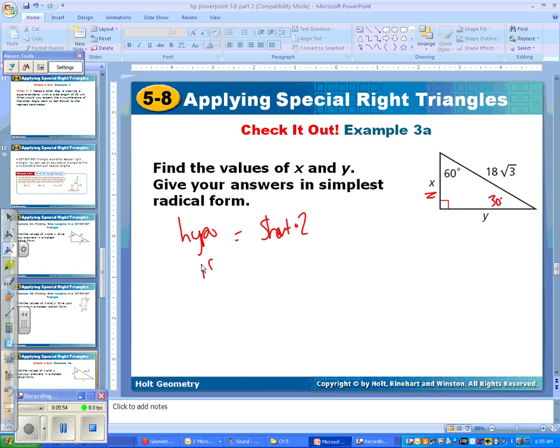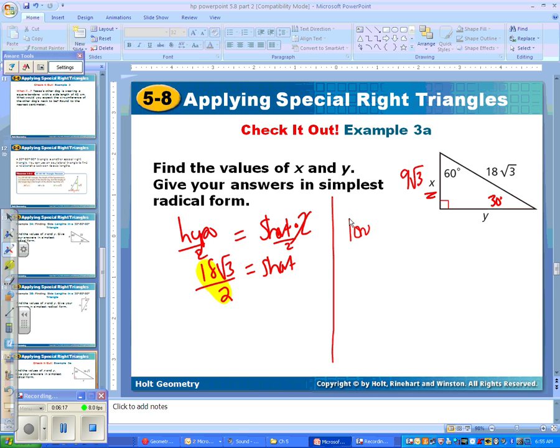So if we know that it's 18 radical 3, all you have to do is divide it by 2, and that'll equal the shorter leg, right? All you have to do is divide by 2, and you'll get the short leg by itself. So you can't combine whole numbers and radicals, but if you look at the whole numbers, well, that's just 9 radical 3. So the short leg x equals 9 radical 3. Okay, that's one part. Second part, to find the long leg.